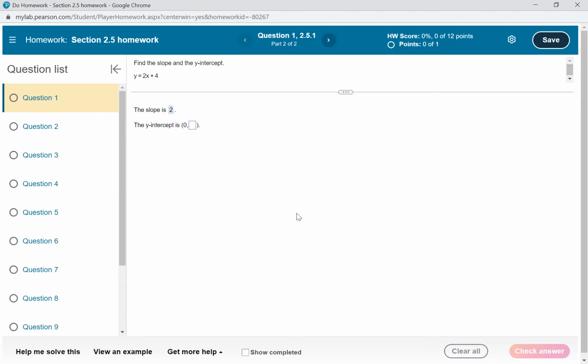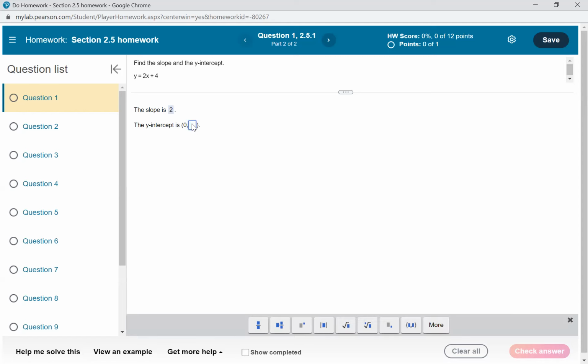Now notice, they're giving us the 0 already. So all we got to do is put in the number. So in the blank, I would put in 4. So although the y-intercept is 4, you got to write it as an ordered pair and put that 0 first. So y'all, you would check that.